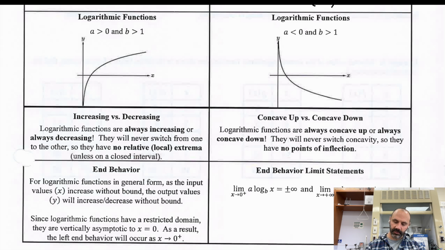And so the description would look something like this. The limit as x approaches 0 from the right, meaning you're approaching 0 from the right, so moving to the left towards 0, equals either positive or negative infinity. It will be one or the other, not both. And then the limit as x approaches positive infinity of the logarithmic function is positive or negative infinity, and it'll be the opposite. So if the limit as x approaches 0 is positive infinity, the limit as x approaches infinity will be negative infinity. Okay, so let's look at some examples.